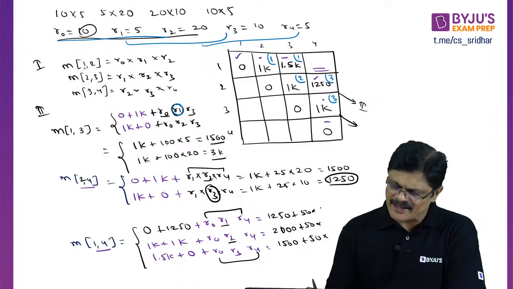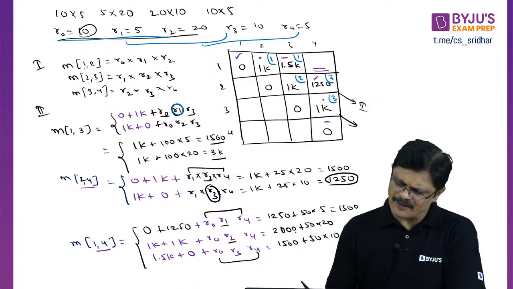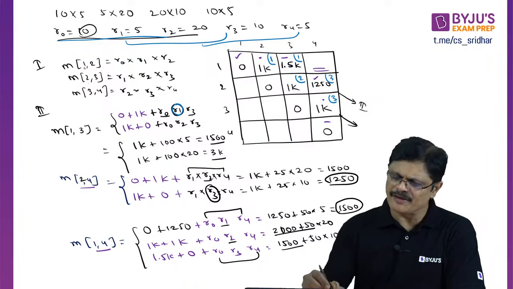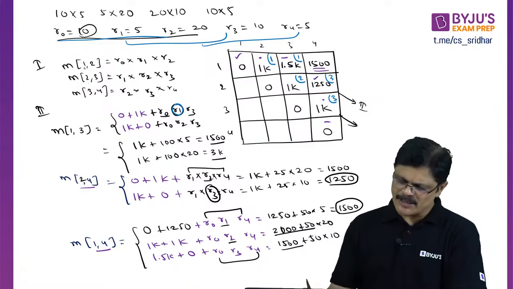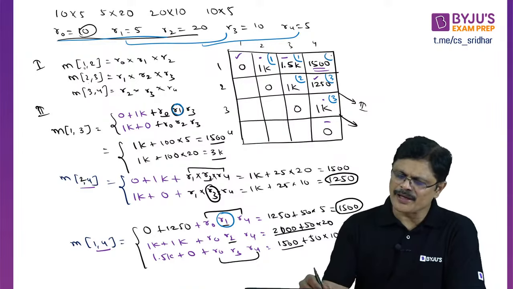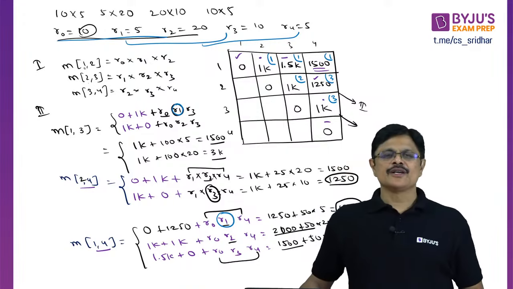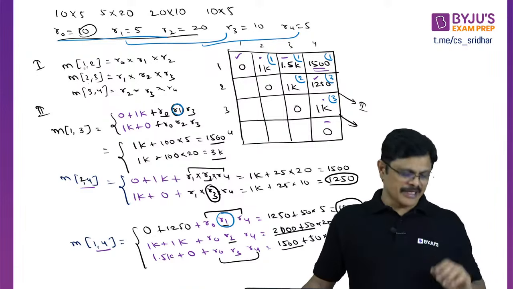Now, what is R1, sir? 5. What is R2, sir? 20. What is R3, sir? 10. When you simplify this, 1250 plus 250 is nothing but 1500. This other one is 2000, which is more than 1500, so you can ignore it. This one is also more than 1500, so you can ignore it. So the least value is 1500. And who is responsible for this 1500, my dear friends? 1. So write down 1. So the answer for this is 1500. The minimum number of scalar multiplications required is 1500.